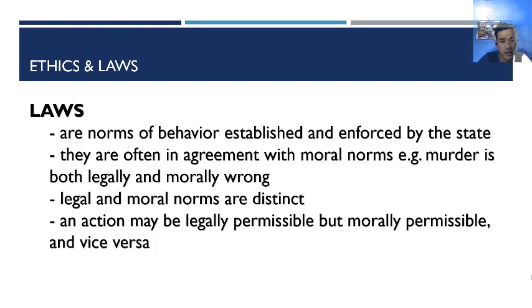Laws and ethics. Laws are norms of behavior established and enforced by the state. They are often in agreement with moral norms. For example, killing or murder is both legally and morally wrong. But legal and moral norms are distinct. An action may be legally permissible but morally impermissible, and vice versa. For example, abortion may be legal but it is immoral. Gay marriage may be legal but it is immoral for some, and for believers.